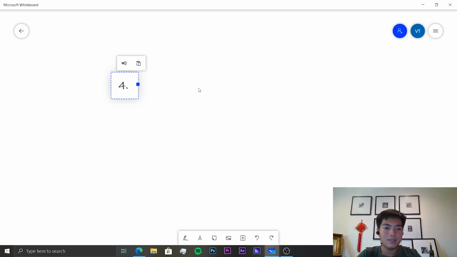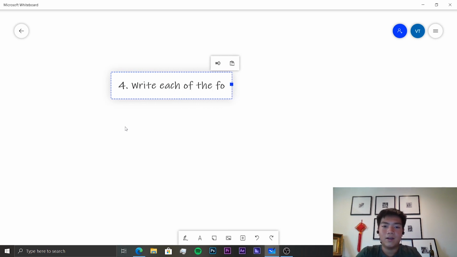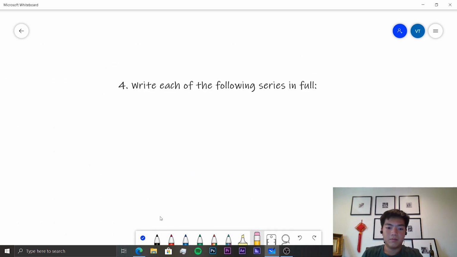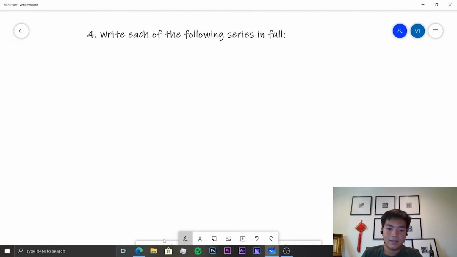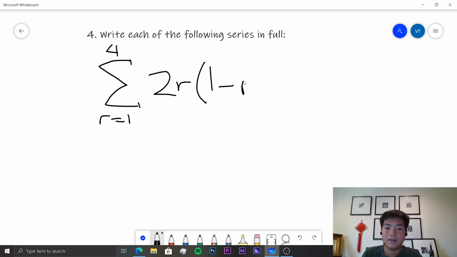So finally, we get to some sigma notation, and the question is, write each of the following series in full. Well, I'll write down the series here. So we have r starts at 1 and it ends at 4. And the pattern is 2r times 1 minus r.